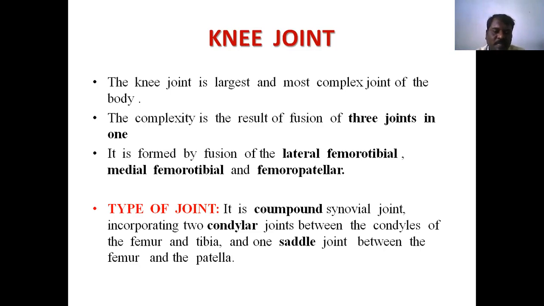Which type of joint is it? It is a compound joint. We can say it is also a hinge variety, but not a single one. It is dual: one is a compound condylar joint, another is a saddle variety. The condyles of the femur articulate with the condyles of the tibia to form a condylar variety of the synovial joint. Not only this, the anterior surface of the femur articulates with the posterior surface of the patella. Also, it forms a joint that is a saddle variety. So that's why it is called the compound synovial joint of the knee.